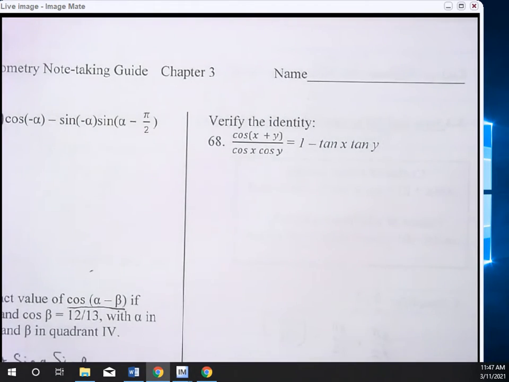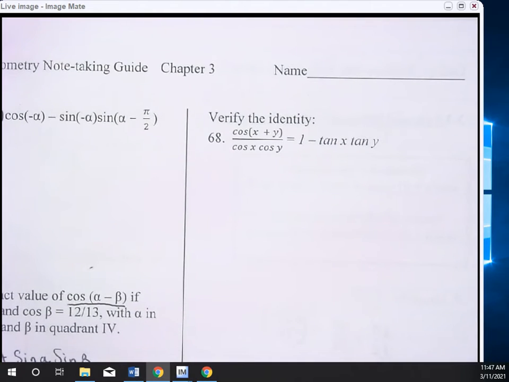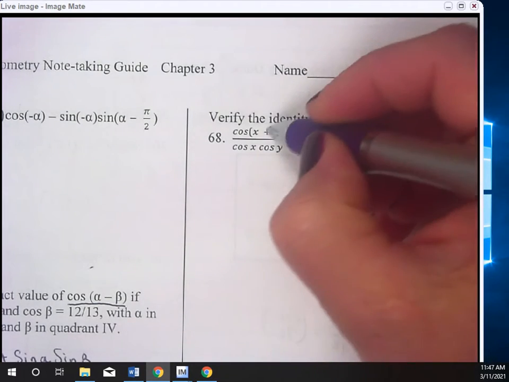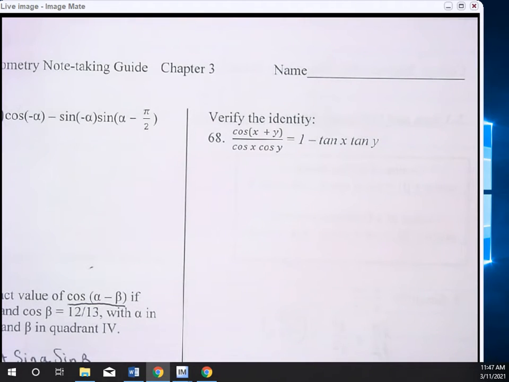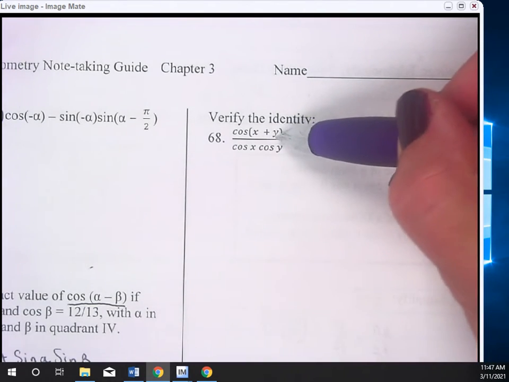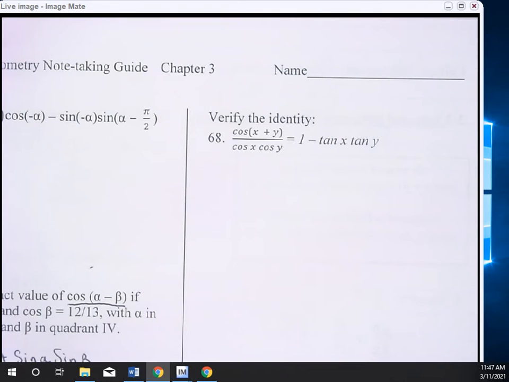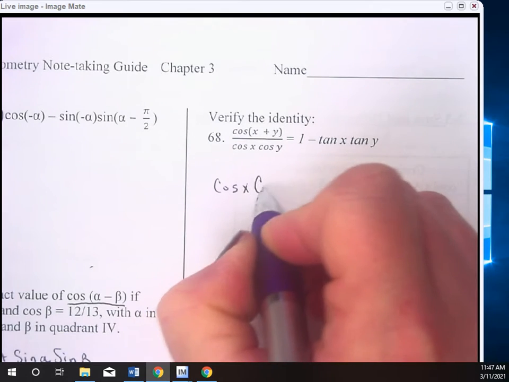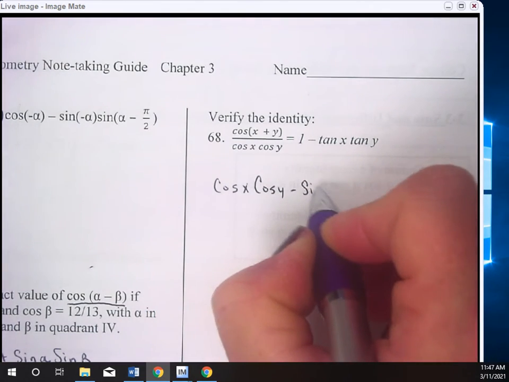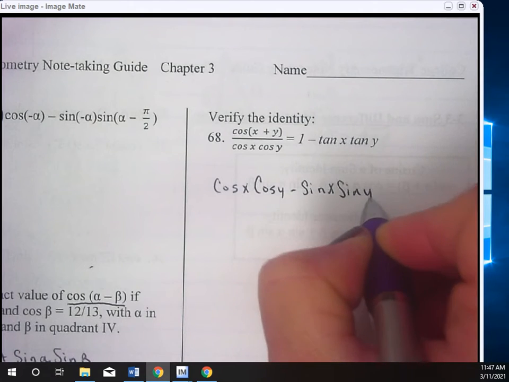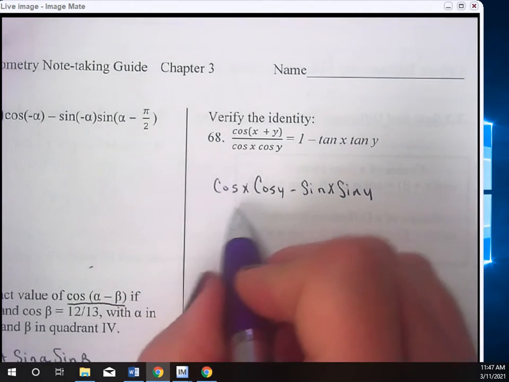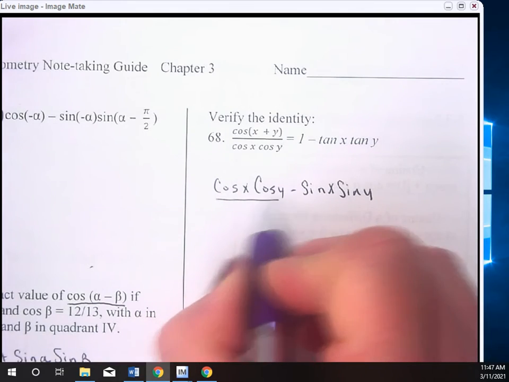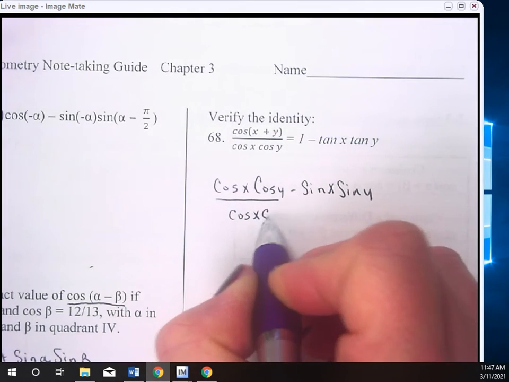Okay, we're going to verify these identities. Verify means that you are going to get the other side. So you're going to work, again, one side into the other. I have cosine of x plus y. I'm going to use my new identity that I have. Cosine of x, cosine of y, minus the sine of x, sine of y, and I'm over cosine of x cosine of y.